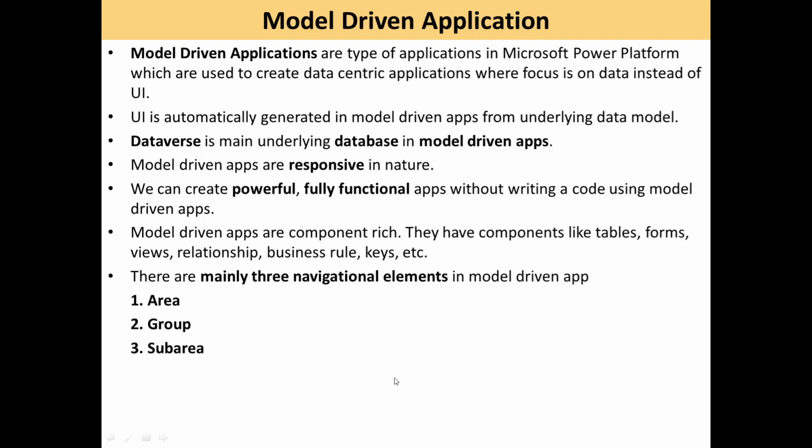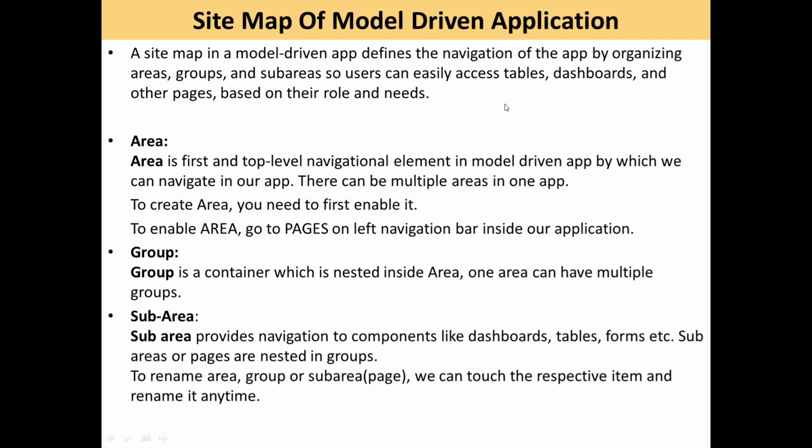In a model-driven application there are three navigational elements. If you are going to create a model-driven application, you need to consider three things. First is an area, second is a group, and third is a sub area. After these three navigational elements, we will discuss the sitemap of a model-driven application. The sitemap defines the navigation of the app by organizing areas, groups and sub areas, so users can easily access tables, dashboards and other pages based on their roles and needs.